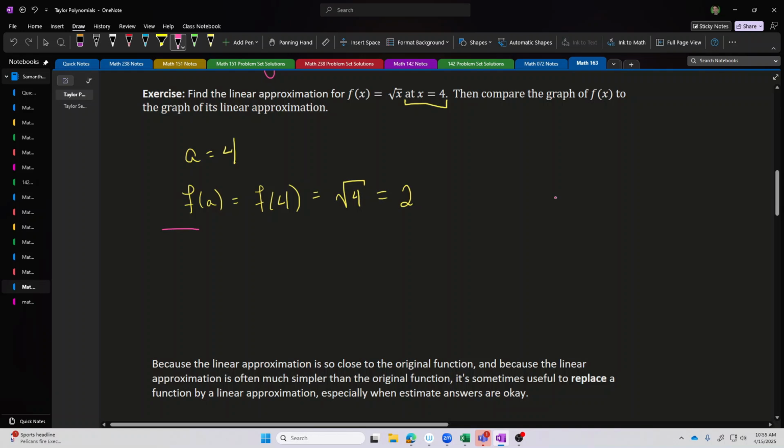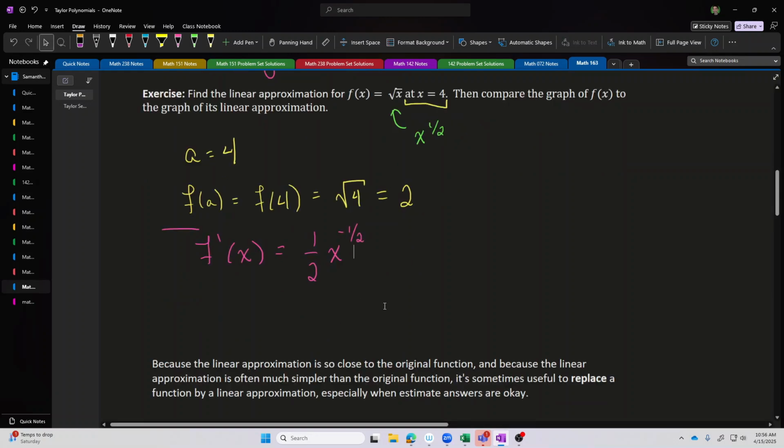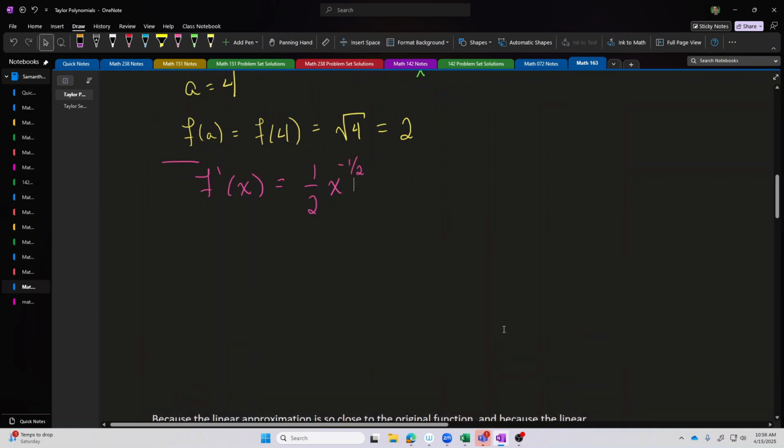So I'm going to go ahead and find f prime of a. I'm going to go ahead and find f prime of x first, using, for example, the power rule on this square root function. Because I remember that the square root of x is equivalent to x to the power 1/2. So if I apply the power rule to that quantity, the exponent will come down, 1/2 in the front, and then I will decrease the exponent by 1 unit. So 1/2 minus 1 giving me -1/2.